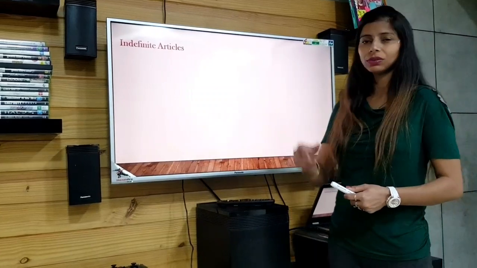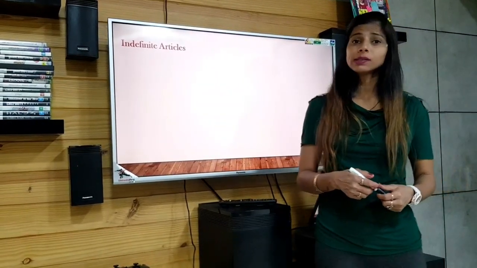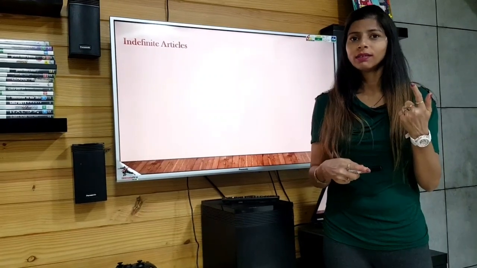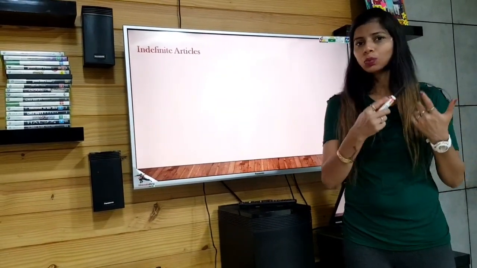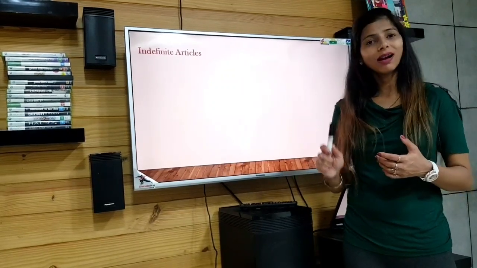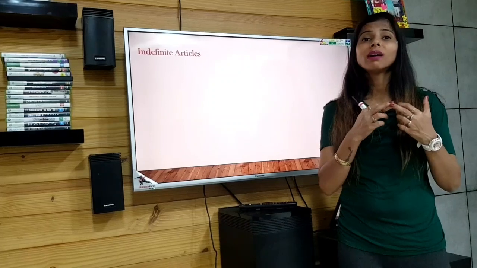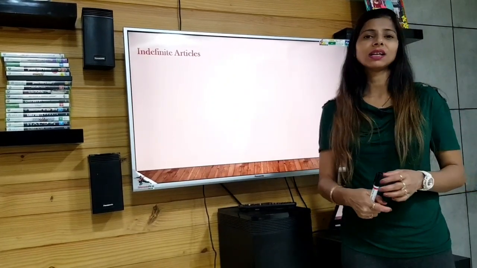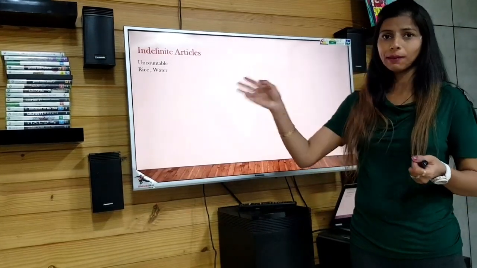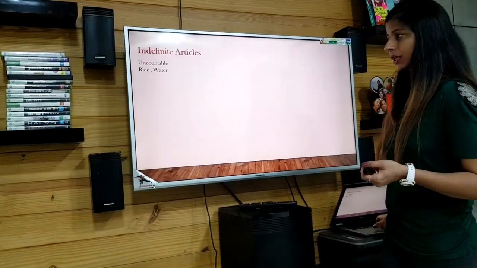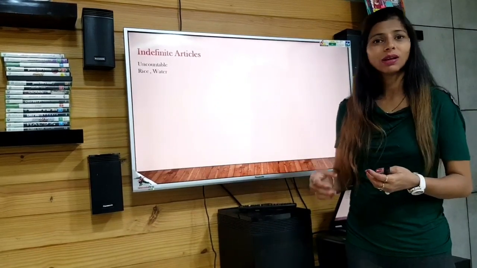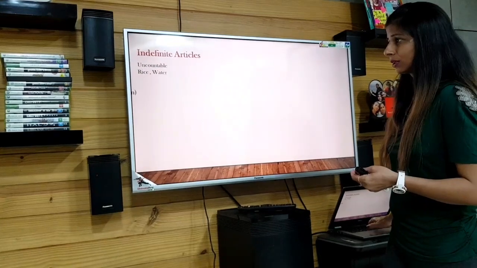Let's first start with indefinite articles. So let me tell you students that the article a or an itself means one, right? So that means whatever is counted, in that case only we will be using these indefinite articles. With the things which are not counted in numbers, we will not be using indefinite articles. So that is, with uncountable nouns it will not be used. For example, rice, water, because they cannot be counted. Surely we can use some rice, some water, but we are not able to count them in numbers. So that is why they are taken under the category of uncountable nouns.